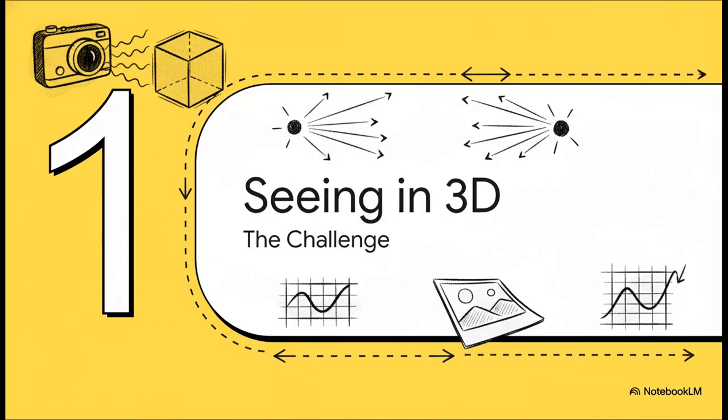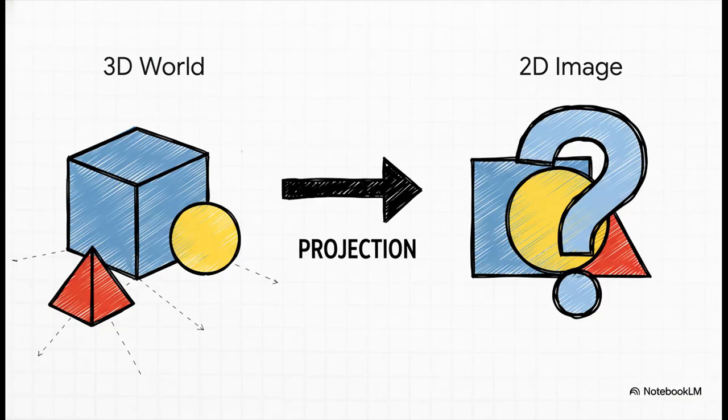Okay, so to understand the solution, we first have to really appreciate the problem. And the biggest challenge, honestly, comes from the very nature of a photograph itself. And yep, that problem has a name. It's called single-view ambiguity. See, when a three-dimensional world gets squashed down into a two-dimensional image, a really critical piece of information just vanishes: depth. Looking at a single picture, it is literally impossible to know for sure how far away anything is.